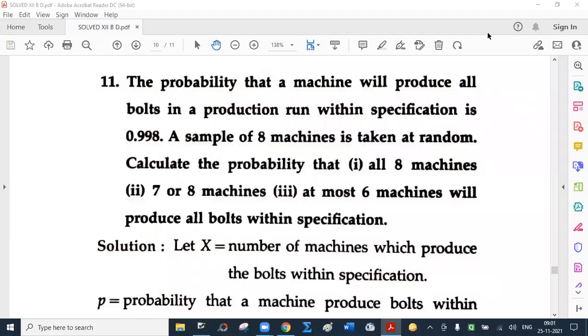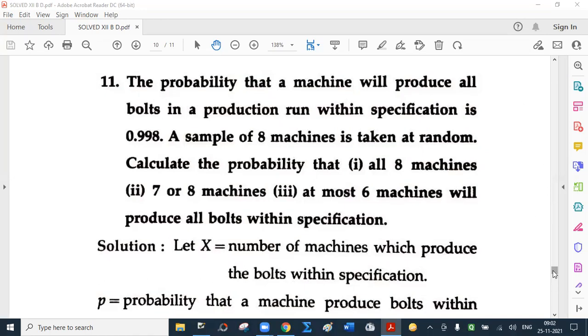Sum number 11. The probability that a machine will produce all bolts in a production run within specification is 0.998. A sample of 8 machines is taken at random. Calculate the probability that number 1, all 8 machines, number 2, 7 or 8 machines, number 3, at the most 6 machines will produce all bolts within specification.